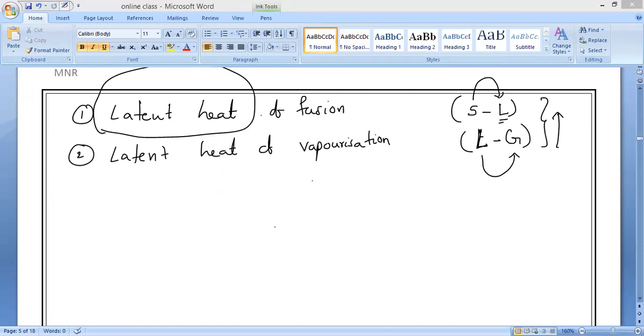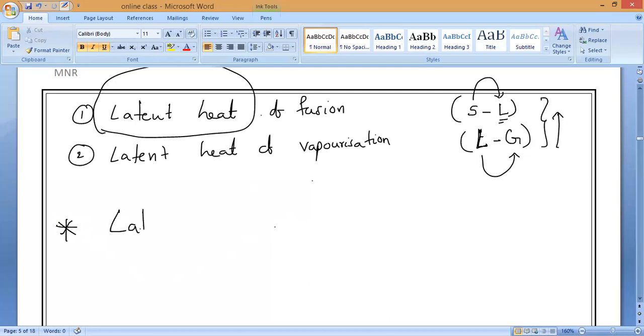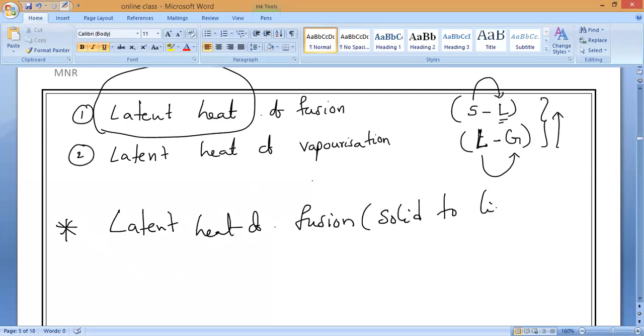Okay, shall we start now, everyone? Now, all of you please keep the heading: Latent heat of fusion, solid to liquid change. Latent heat of fusion, bracket, what you have to write, Arun Kailash? In the bracket you can write solid to liquid change.